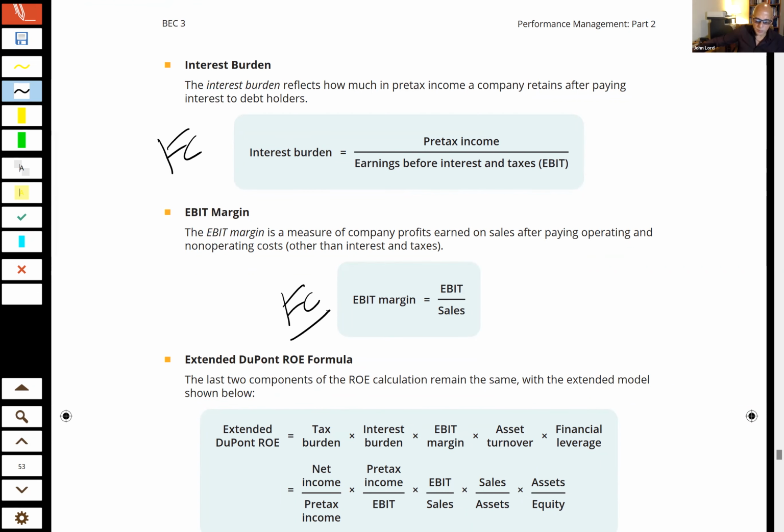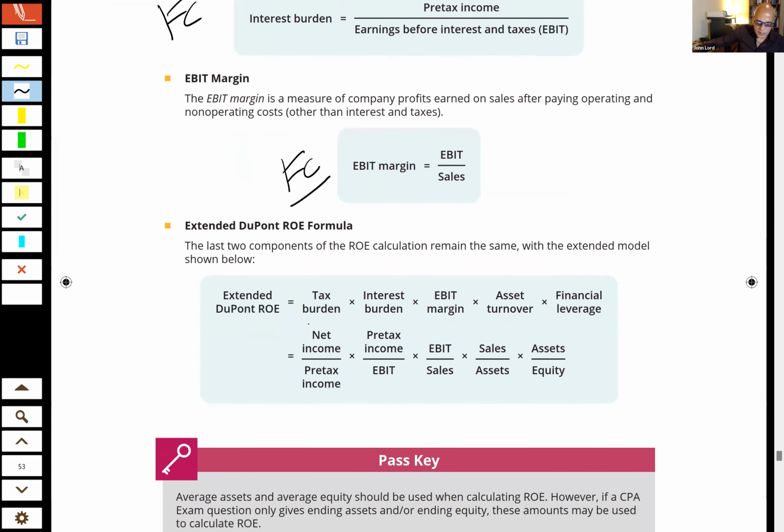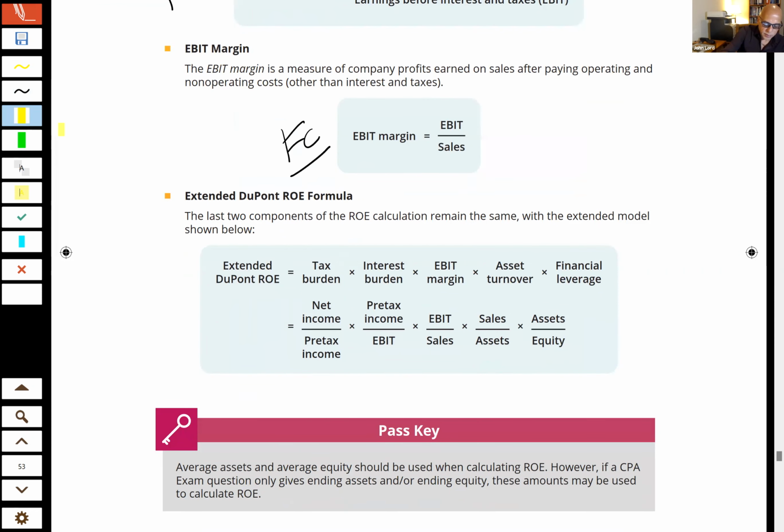And then the extended, what they're calling the extended now, takes all of those things that we've been talking about and goes ahead and multiplies those together. I don't think the exam's going to get you off into a big giant calculation like that, but flashcard it just in case.